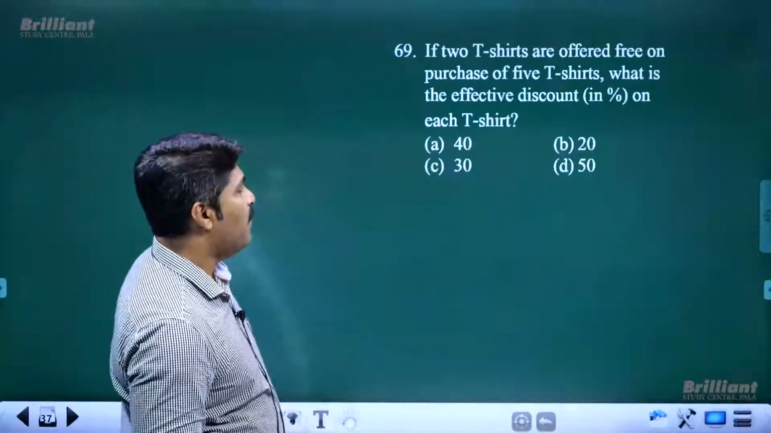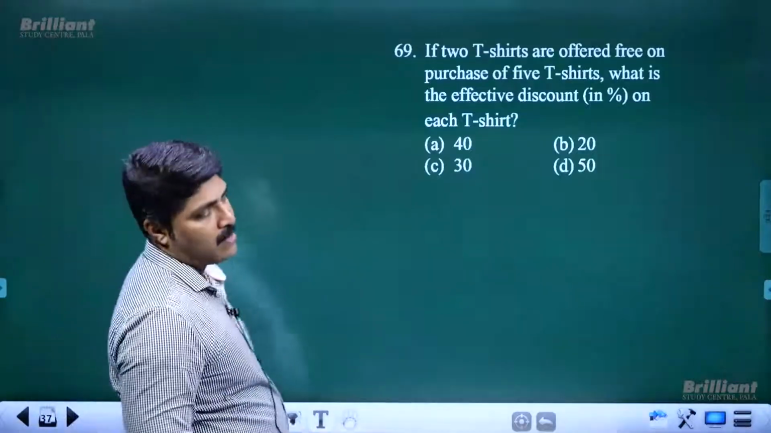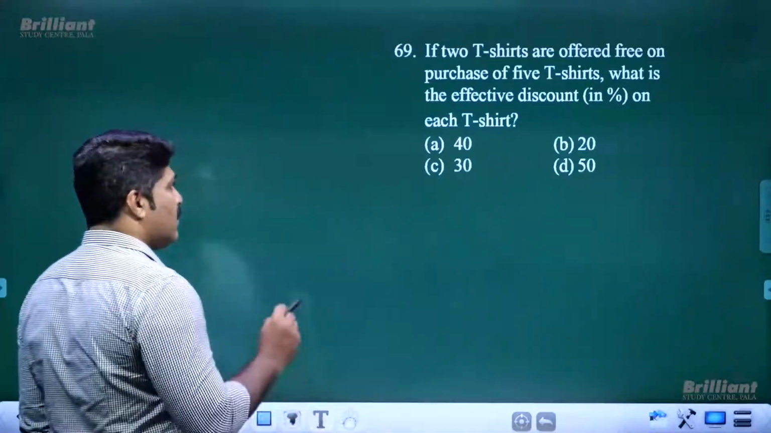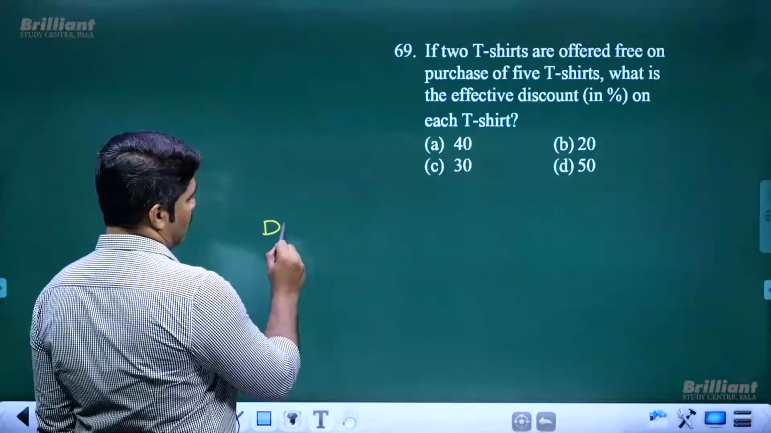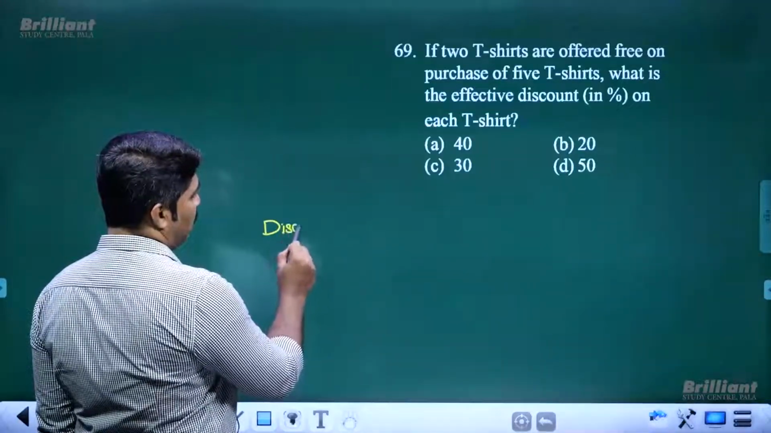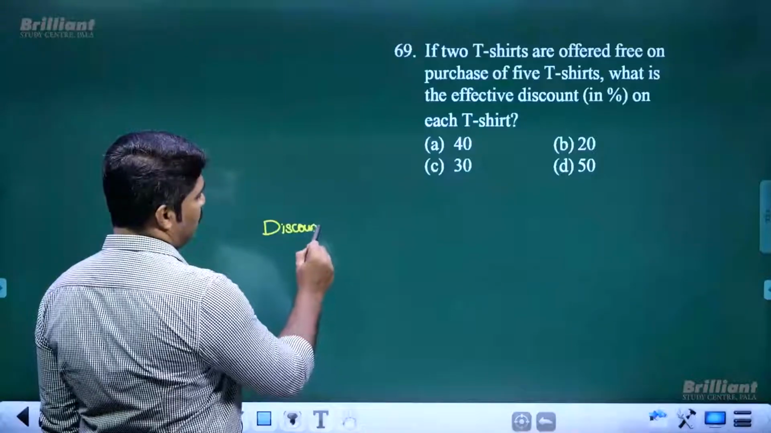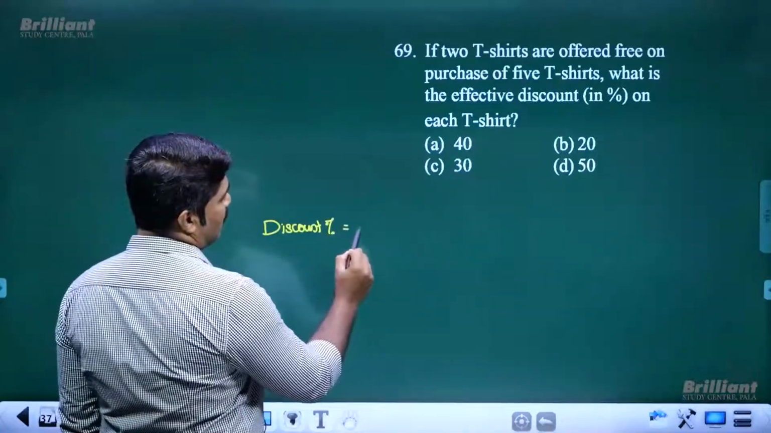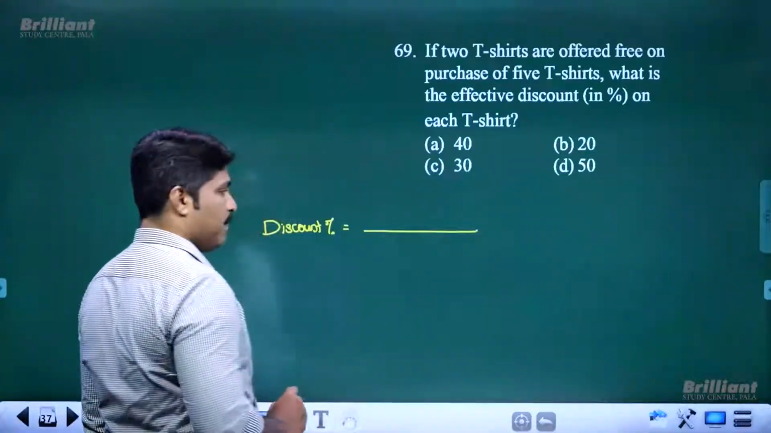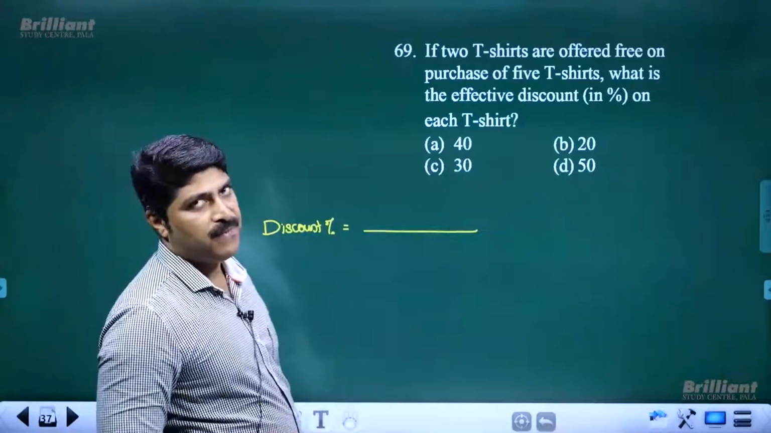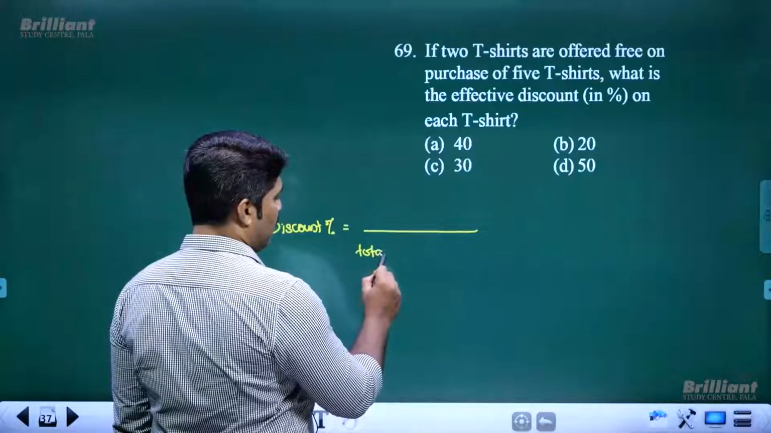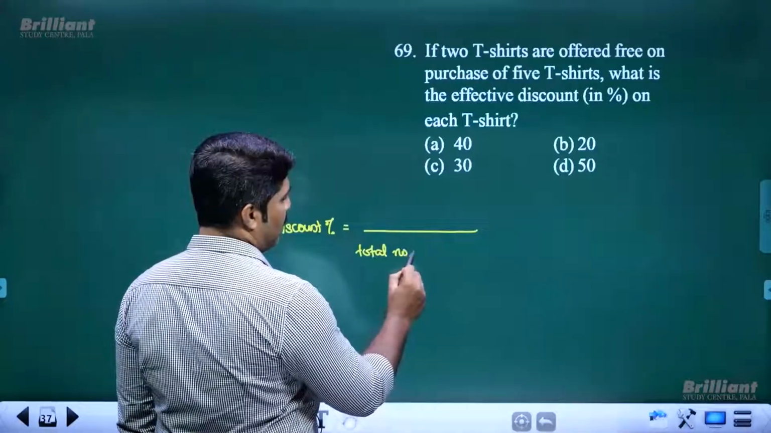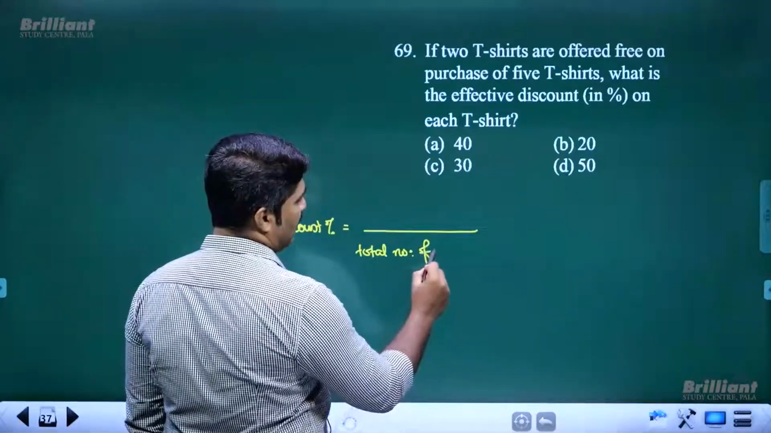So here, if we need to find the discount percentage in such situations, in this kind of offer, the discount percentage is simply, you just consider the total number of received items. So here, the total number of received items.